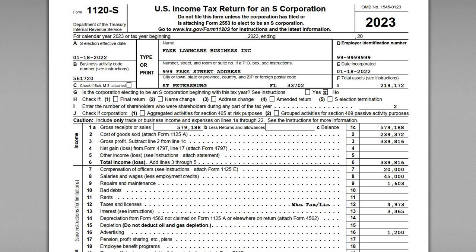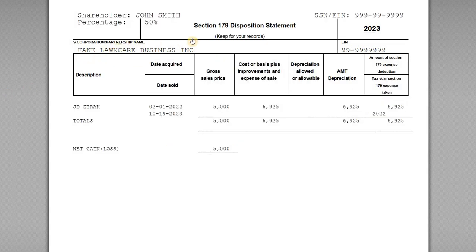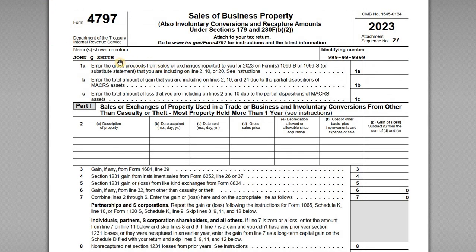The details are actually provided on a supplementary K1 statement that goes along with each shareholder's K1. So each shareholder gets the information on the property, the date it was acquired and sold, their allocation of the sale price, basis, depreciation, and so on. So the actual 4797 that's going to report the sale is included with the shareholder's Form 1040 tax return.